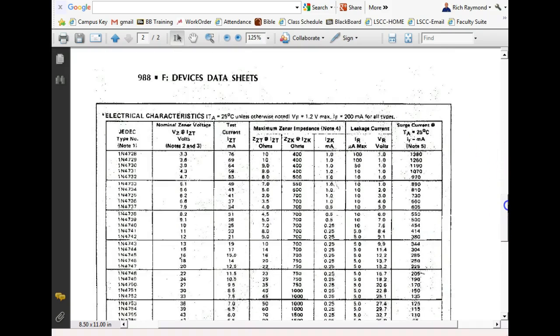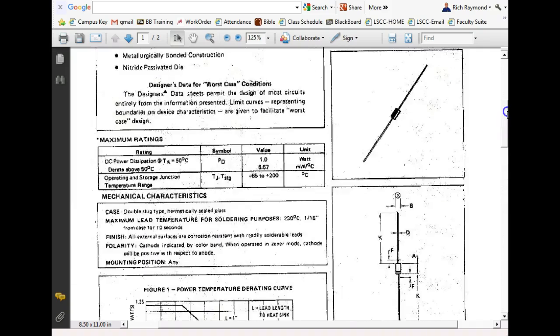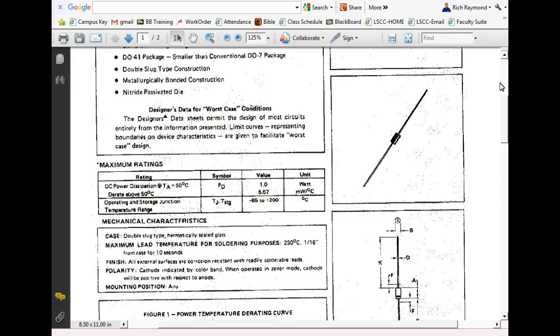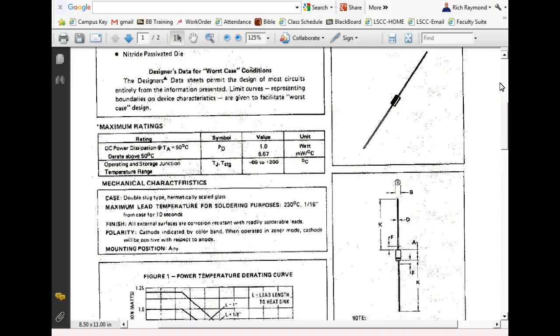So this is the data sheet for the 4700 series. You know, the very first page where they show us these are what? 1 watt. So we got different models, 3.3 up to 100 volts, right? This says our power rating on it is 1 watt, and it says we need to derate it by 6.67 milliwatts for every degree centigrade above 50. Does that make sense? Okay.